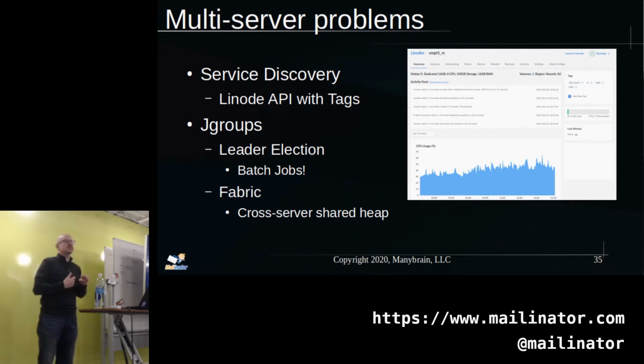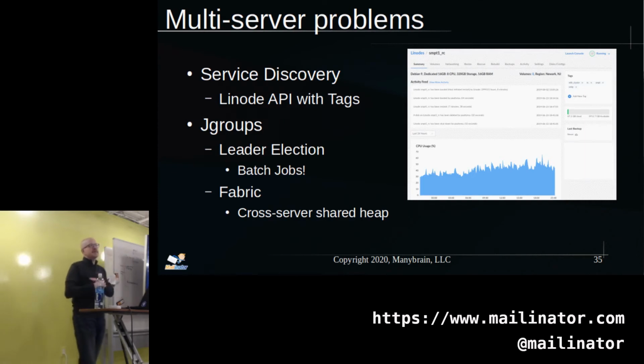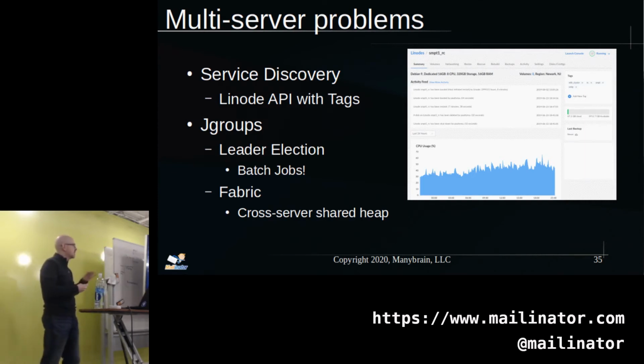One thing it has, because it can communicate in that fashion, is leader election. So out of all my servers, one can become elected a leader. This is actually a terribly, amazingly hard problem in computer science, and JGroups will do this for me. So it finds the leader.